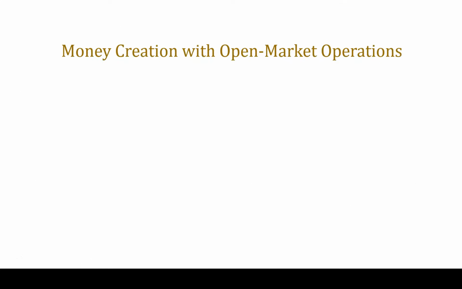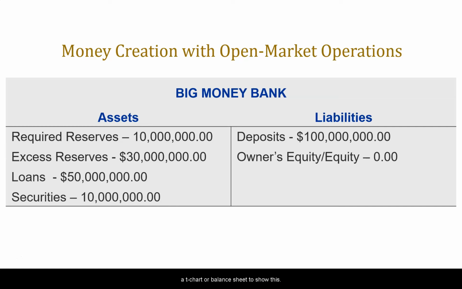Well, let's once again look at Big Money Bank and a T-chart or balance sheet to show this. In front of you, you have once again Big Money Bank, and they have $100 million in liabilities, and their assets are broken down in their respective categories. Let's say that the Fed decides to buy a bond of $10 million from an investment bank. Big Money Bank has bonds or securities valued at $10 million.